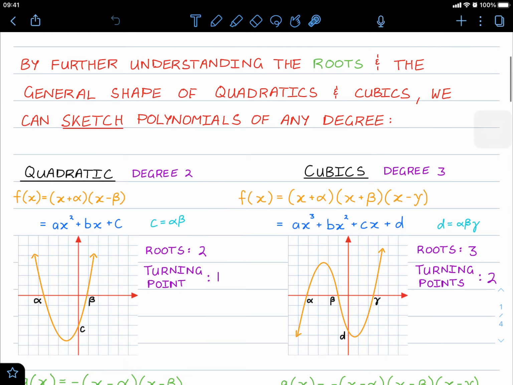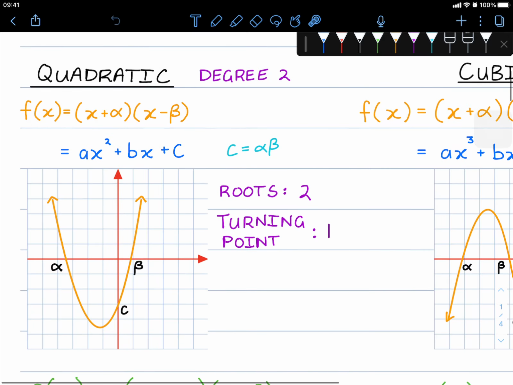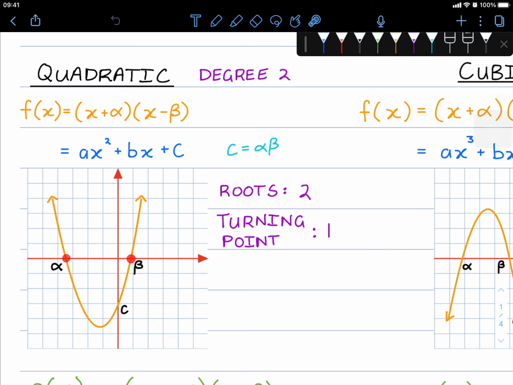So, a quadratic is degree 2, and we know it has 2 factors, or 2 roots. When we expand it, it'll look something like this. And the x-intercepts will relate exactly to the roots of the factored form of the quadratic. The value of c is always going to be the multiplication of the roots. So this value of c is going to be alpha times beta.